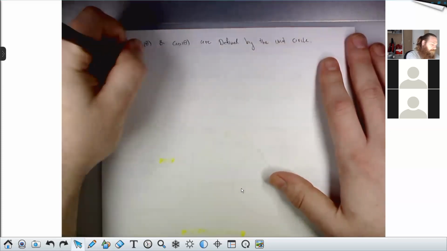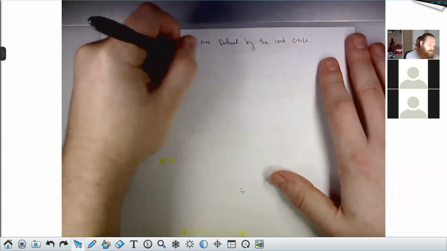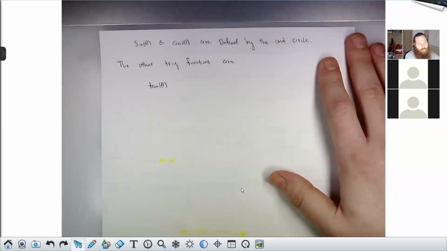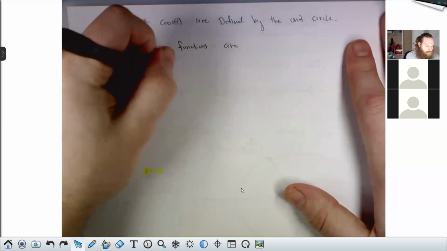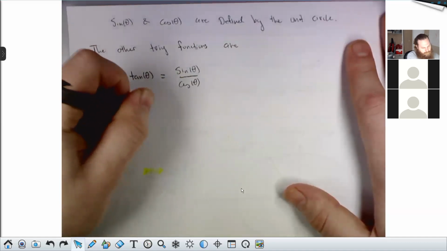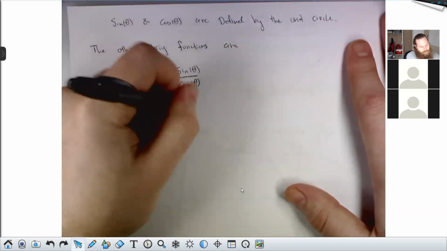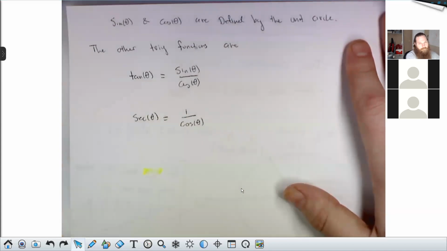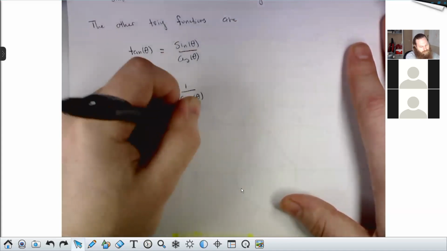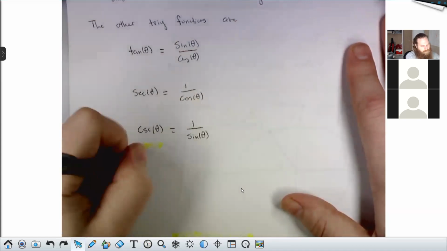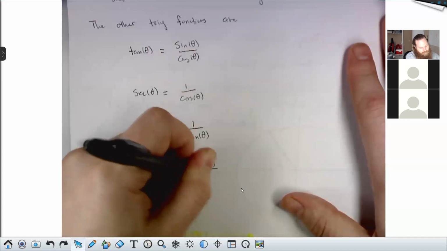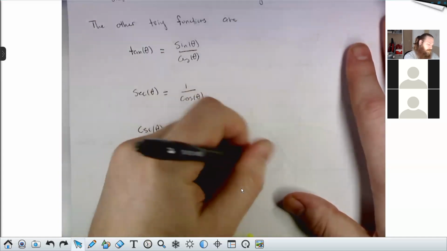The other trig functions are tangent of theta, and the tangent of theta is the sine of theta over the cosine of theta, secant theta, which is the reciprocal of cosine theta, cosecant theta, which is the reciprocal of sine theta, and cotangent theta, which could be thought of as cosine over sine, or if you want, as the reciprocal of tangent.